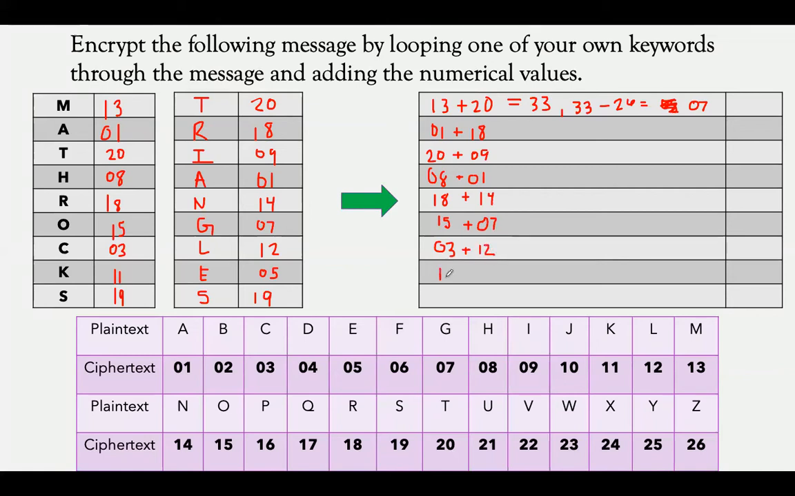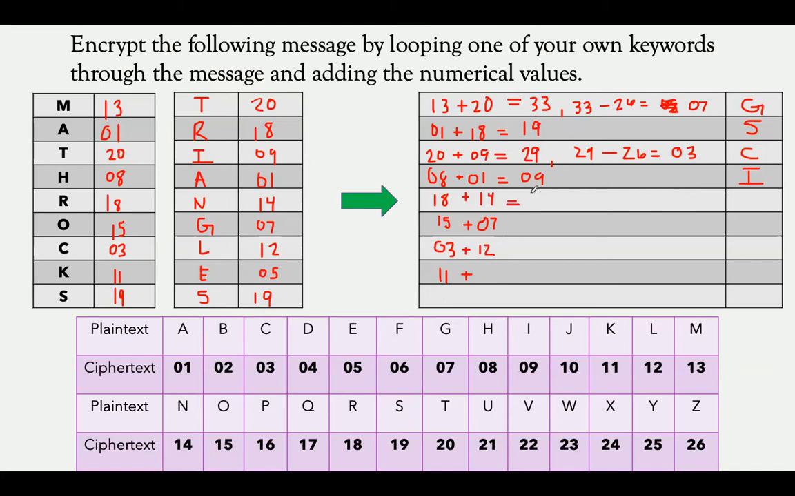Then I did 18 plus 01, which was 19, and I got S. What did you get for the first one? The first one was the letter G. Then for the next one I did 20 plus 9, and then I subtracted 26. I got C, which is 03. And you got C. Good. Then I did 8 plus 1, which was 09, which is I.